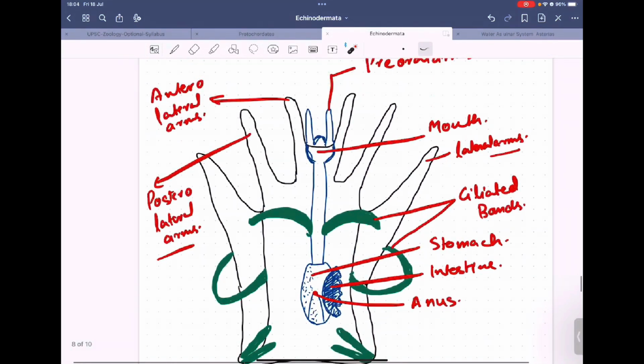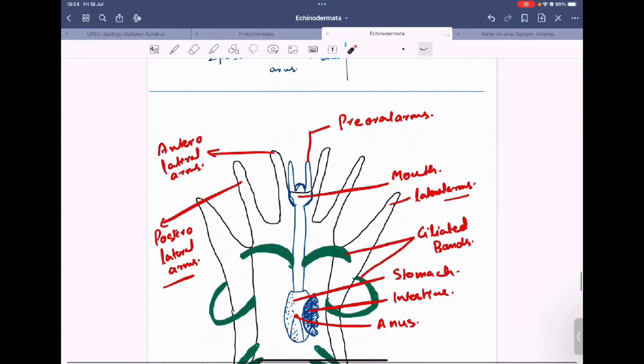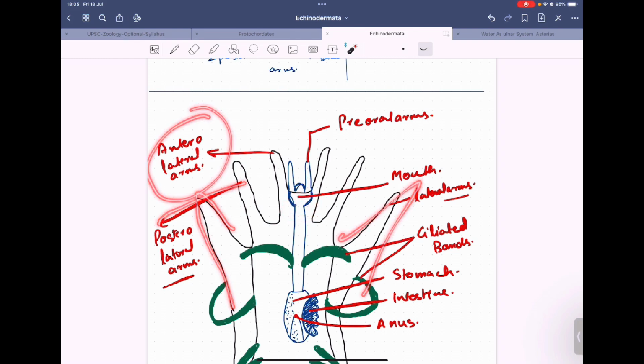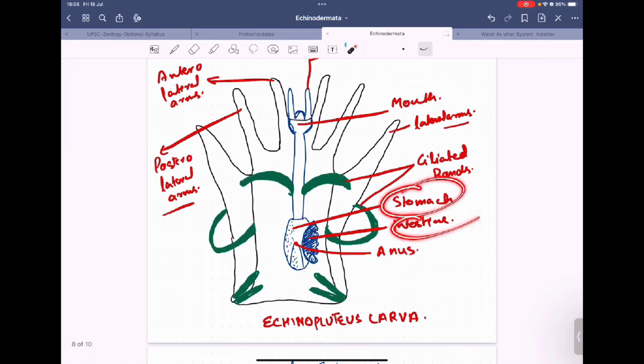So this is Echinopluteus. You will observe there are these preoral arms. There is a proper mouth. There are these lateral arms. There are posterolateral arms, anterolateral arms. There is presence of stomach, intestine, anus, and these are all the ciliated bands. So Echinopluteus has prominent ciliated arms and ciliated bands.